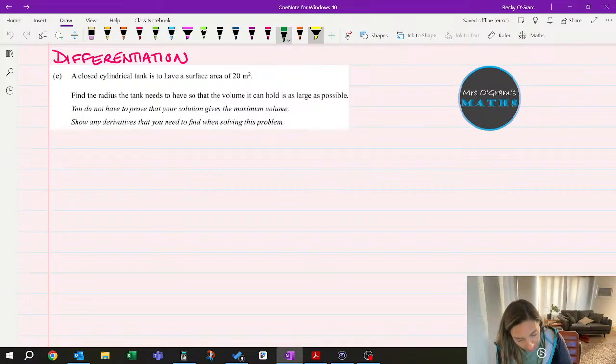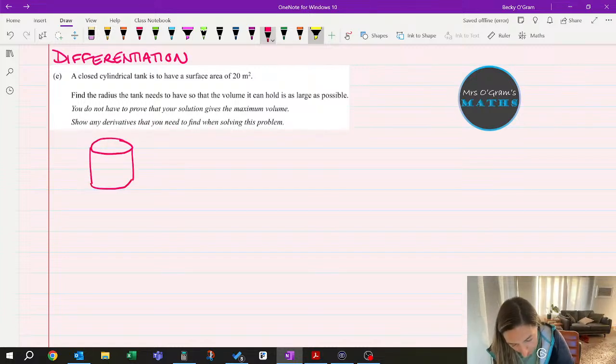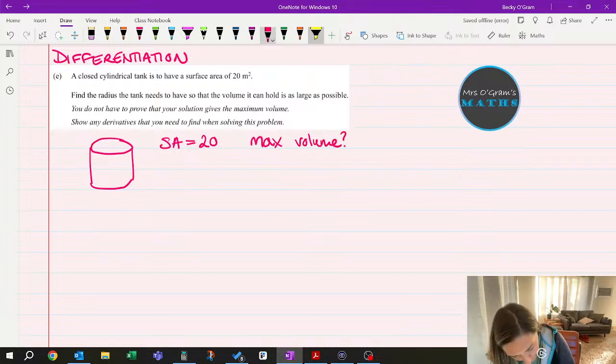Okay, we have a closed cylindrical tank. So let's just sketch out what we've got here. Some sort of cylinder where the surface area is equal to 20. And we want to maximize, what are we doing here? We're maximizing the volume. Okay. Let's pop on some stuff that helps us work that out. So we need a radius and we need a height.